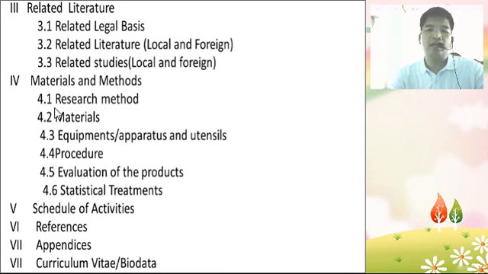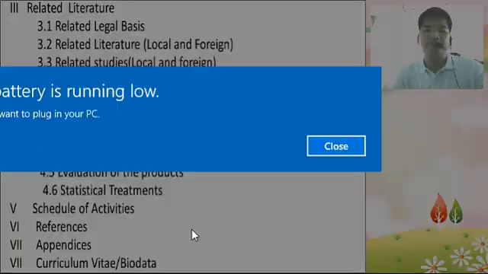Then number 4, we have materials and methods. Under these are the research method, materials, equipments or apparatus and utensils, procedure, evaluation of the products, statistical treatments. Then we have number 5, schedule of activities. Number 6, references. 7, appendices. And the last one is curriculum vitae or biodata.